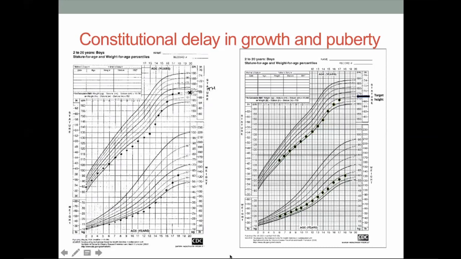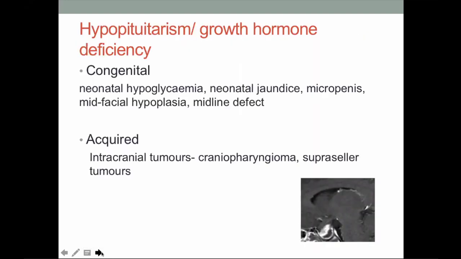Now, this chart is the CDC chart, which is mainly meant for Americans. So that is why we use the CHDR chart, which is the better chart for our population. This is just something I took from the internet to explain the concepts to you, but we will look at it in a little more detail in the afternoon. So that's for constitutional delay in growth and puberty. And then I have very few slides, we'll go through the causes for short stature. So you can have growth hormone deficiency.